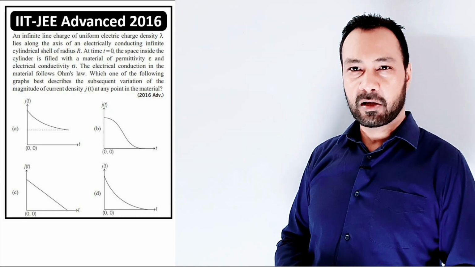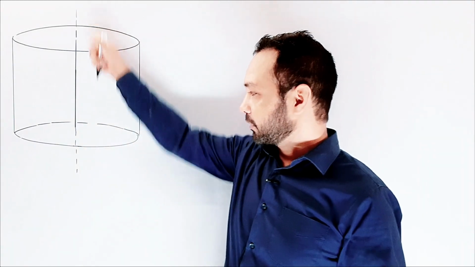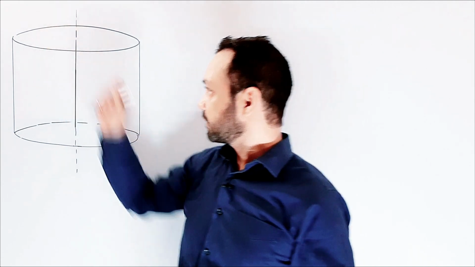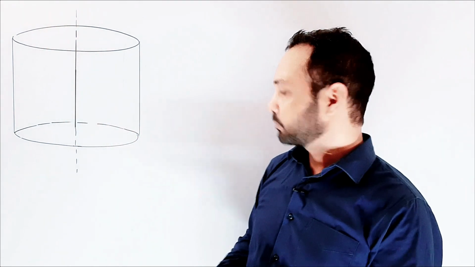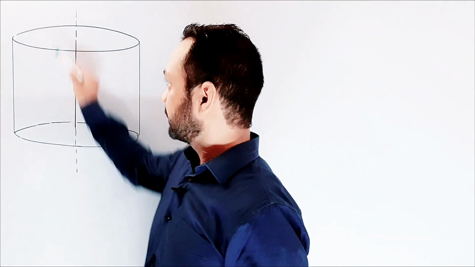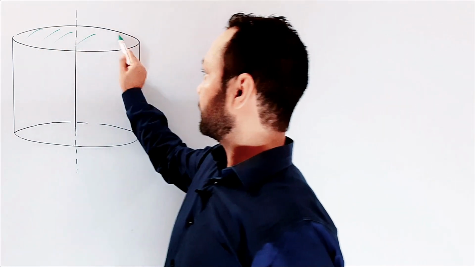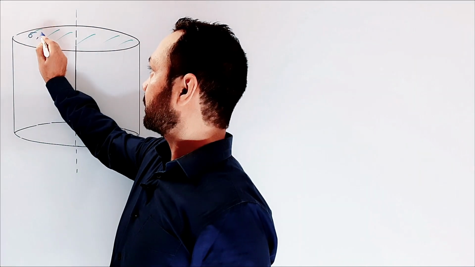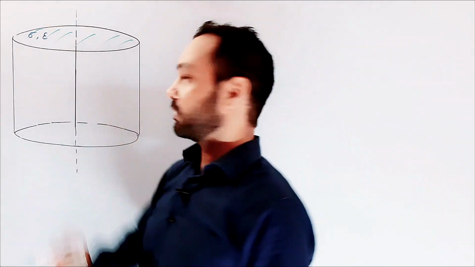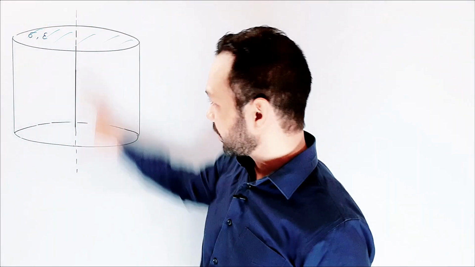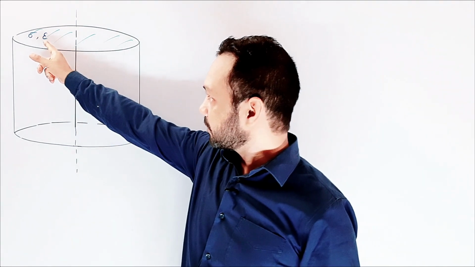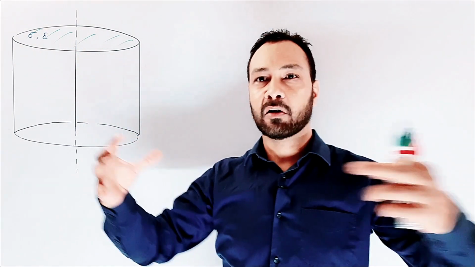So let me draw the diagram for this problem. This is an infinite linear wire, and surrounding this is a conducting cylindrical shell, and within the cylindrical shell some material is filled. The electric conductivity of the material is sigma and the permittivity is epsilon. Because this is a charge, it will have a radial electric field, and this epsilon will allow the electric field to exist.